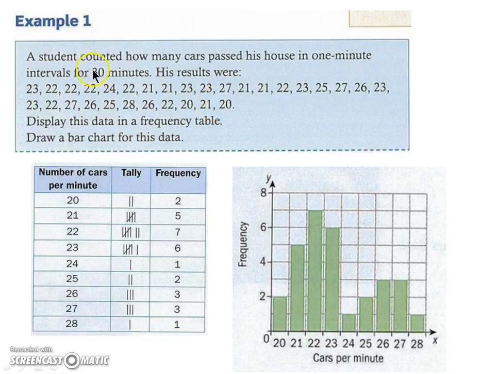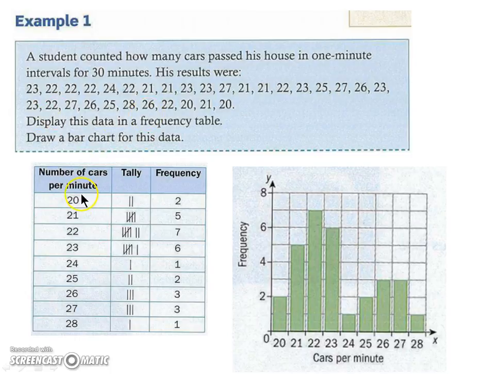So he recorded this raw data, right? And the question wants us to display the data in a frequency table, which is what we have on the left hand side, and a bar graph. Normally we need to create a frequency table first before we can create a bar graph, right?